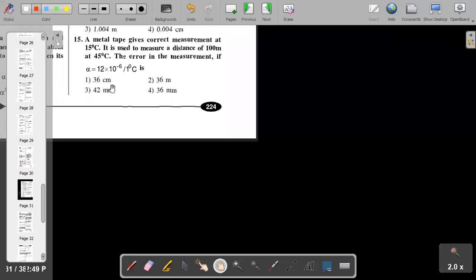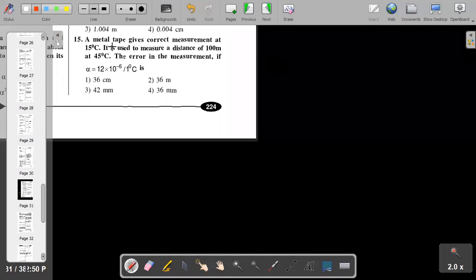A metal tape gives correct measurement at 50 degrees Celsius. It is used to measure a distance of 100 meters at 45 degrees Celsius. The error in the measurement, if alpha is equal to 12 into 10 to the power minus 6 per degree centigrade.